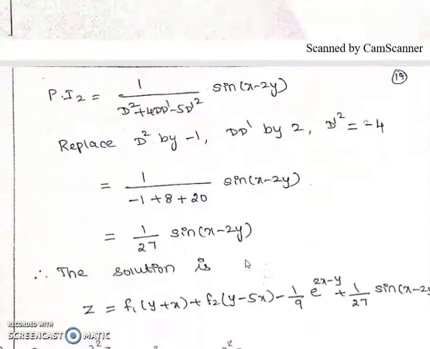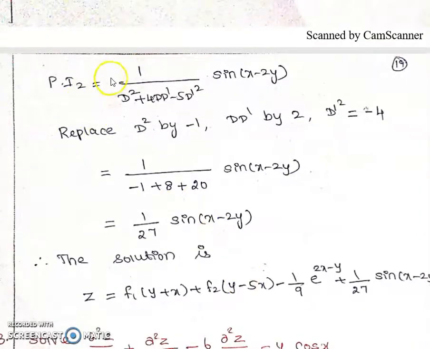Next we are going to see the other PI. 1 by D square plus 4 D D dash minus 5 D dash square into sine of x minus 2y. Here also replace D square by minus 1, D D dash by 2, then D dash square by minus 4. So D square by minus 1, so minus 1, D D dash by 2, so 4 twos are 8, minus 5 into minus 4, you get plus 20 sine of x minus 2y. So the value is 1 by 27 into sine of x minus 2y. Therefore, the solution is z is equal to complementary function plus particular integral.